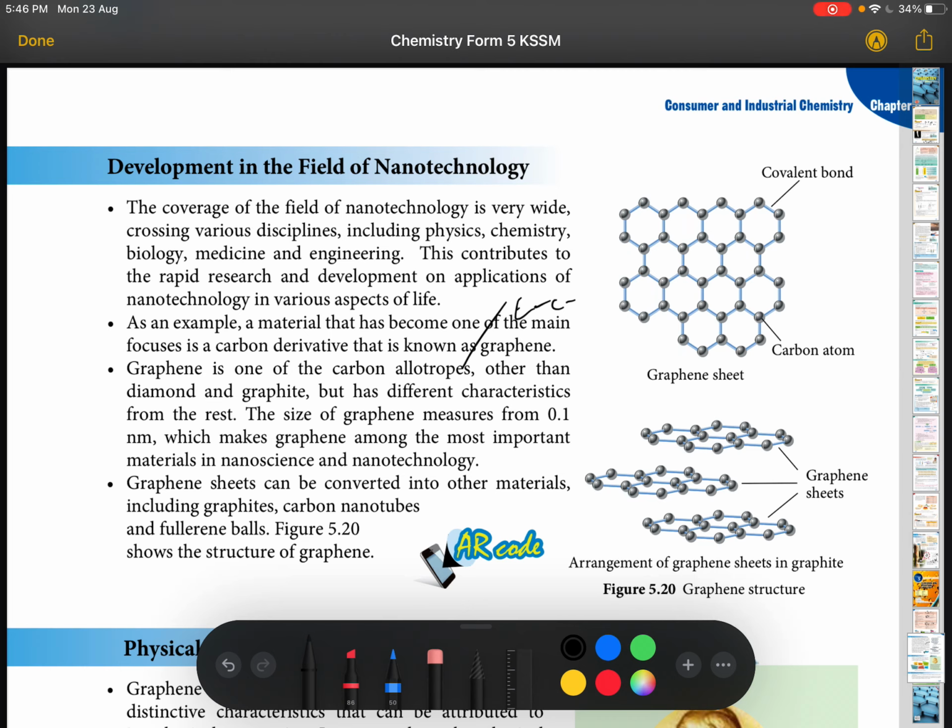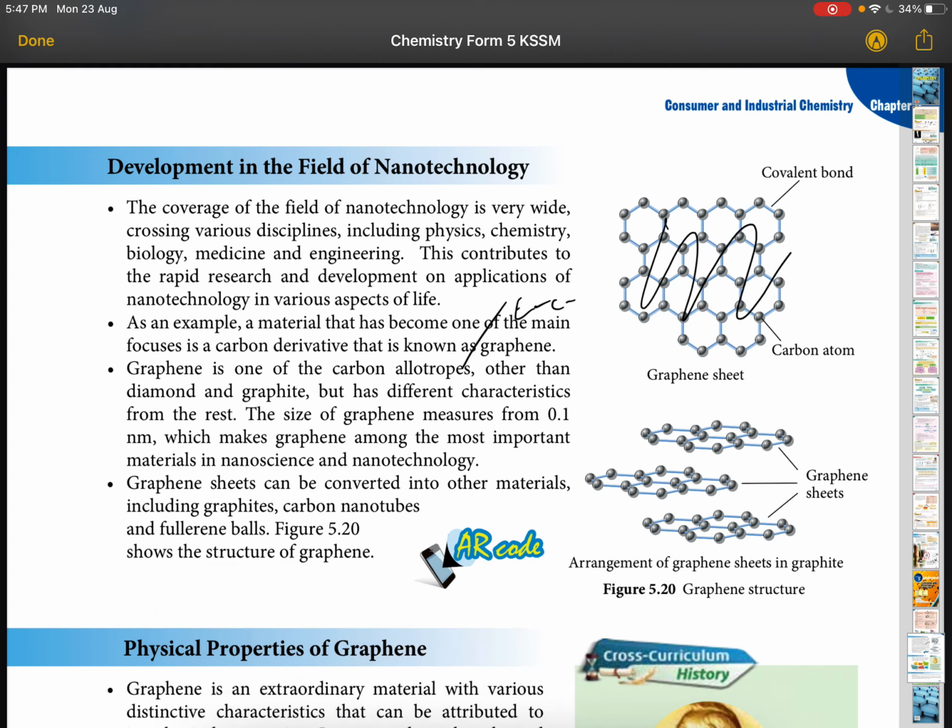But yeah, graphene is quite special because graphite is combining multiple graphenes together. But graphene is just one layer. We call it a graphene sheet. So one layer only, and it is actually quite hard. Yeah, it is very good.